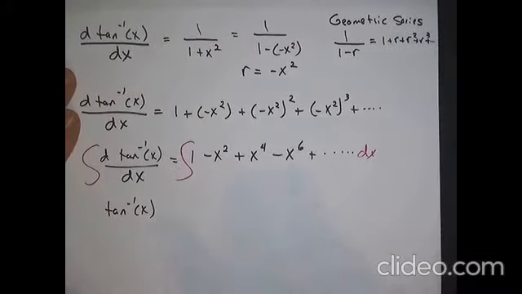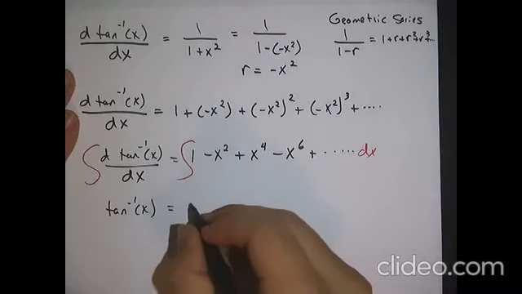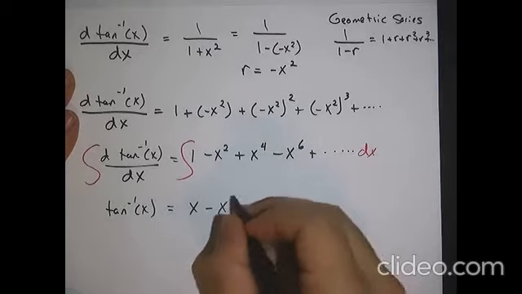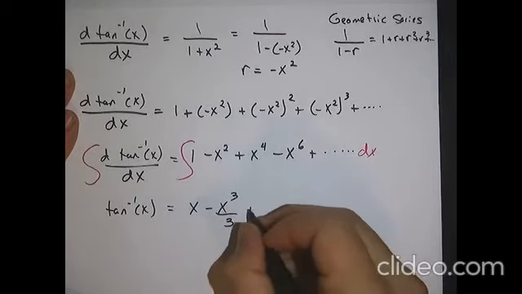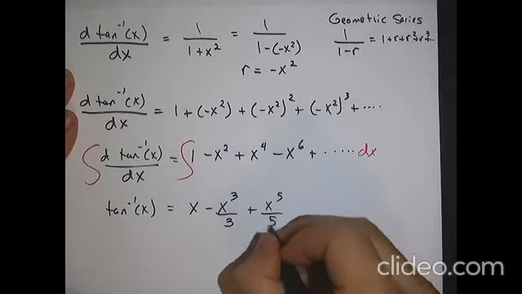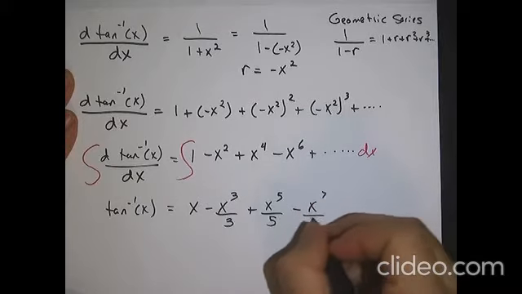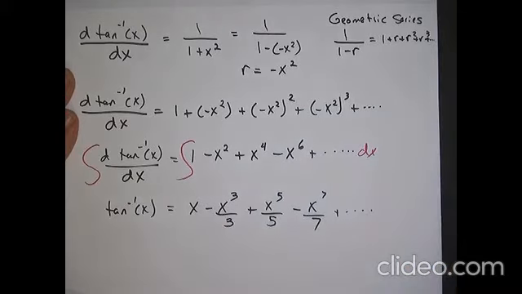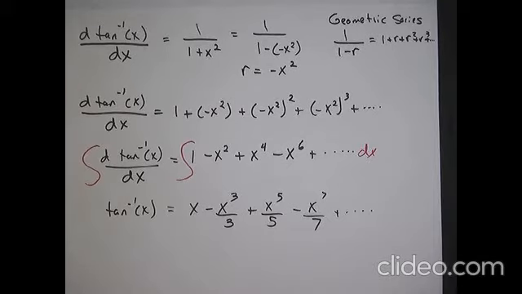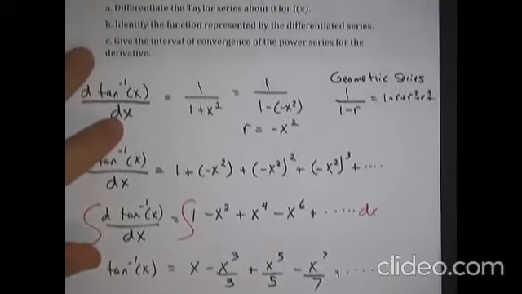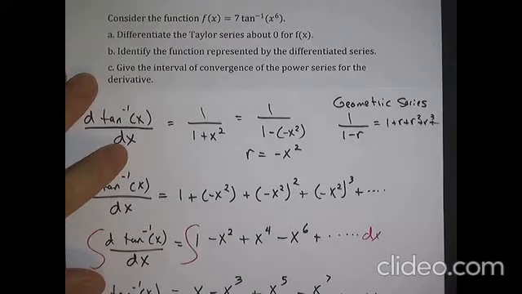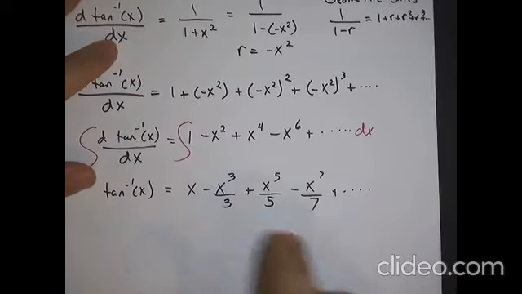And if we integrate the right side term by term, that gives us x minus x cubed over 3 plus x to the 5 over 5 minus x to the 7 over 7, and so on and so forth, right? Okay, so we now have our Taylor series expansion for tangent inverse using geometric series. Okay, so the problem says that it wants us to differentiate the Taylor series about 0. So here's the Taylor series about 0.